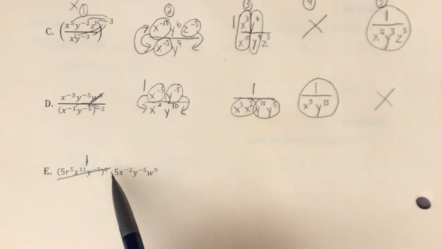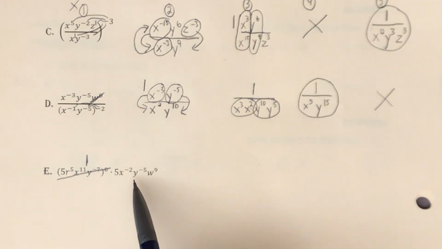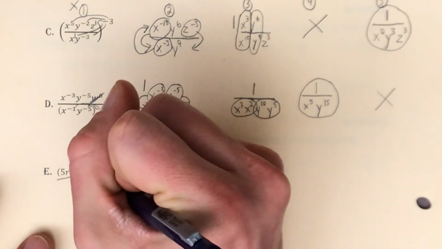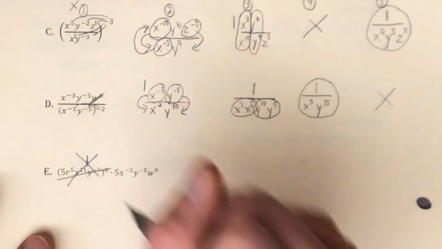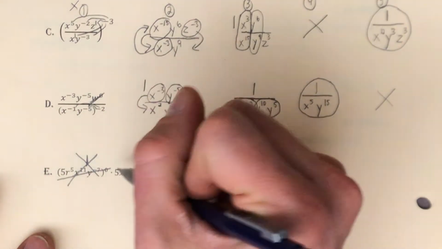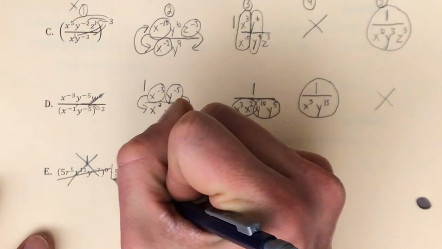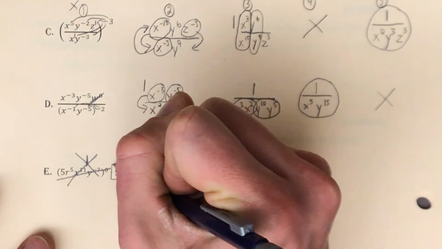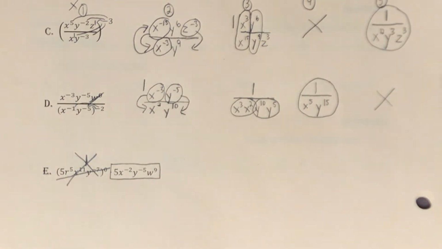Well, 1 times 5x to the negative 2, y to the negative 5th, w to the 9th. Well, anything times 1 is itself. So really, this whole thing just goes away, and all we're left with at this point is this part right here. So that's why I say make sure you do each rule first, then go on to the next one, because we lost half of it because of the zero exponent rule. Turning everything into 1 and then multiplying by 1 doesn't change that second half.